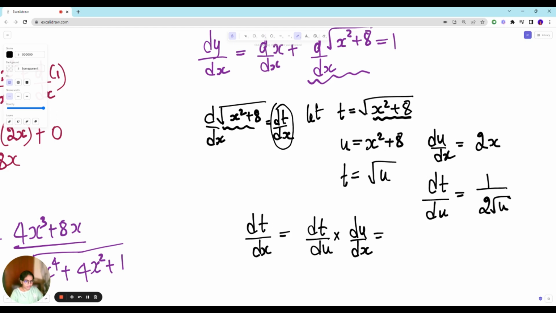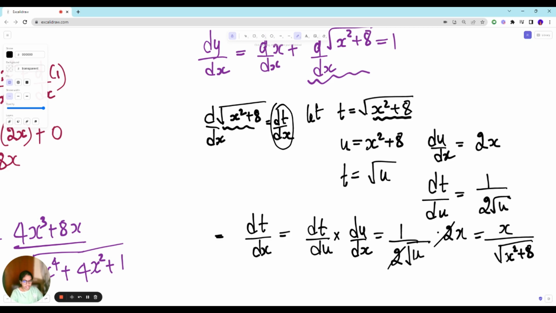Let me substitute. What would I get? I would get 1 divided by 2 root u into 2x. 2 and 2 get cancelled. So, what is u? Resubstitute, u value is x square plus 8. What is this? This is our dt by dx.